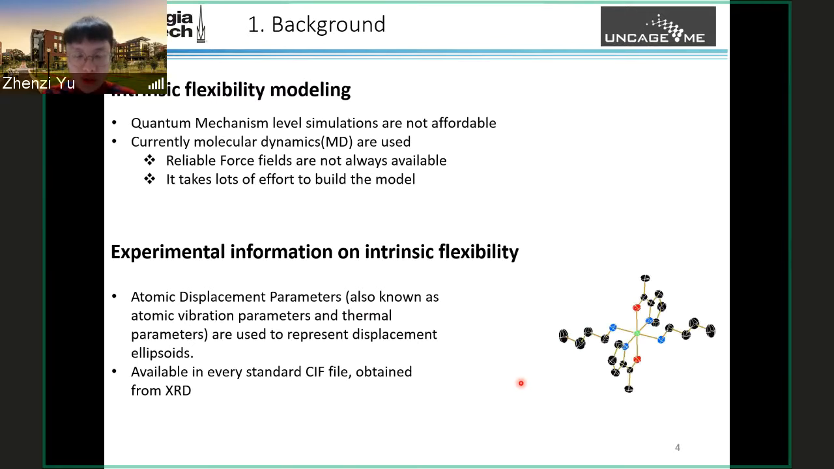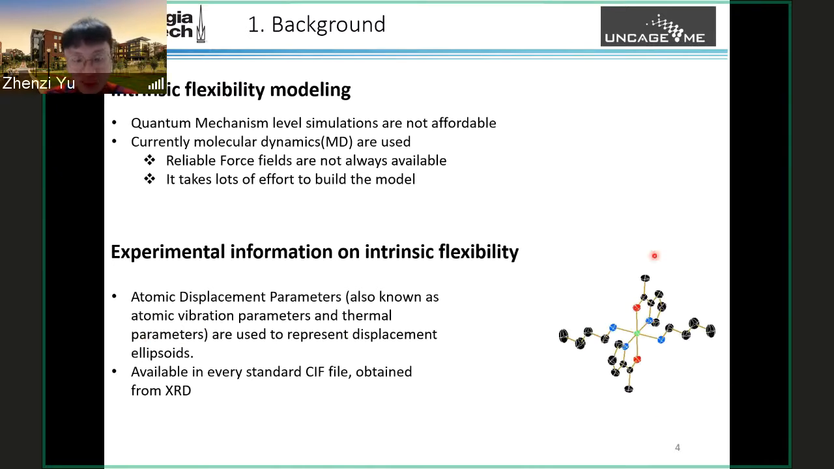So we are trying to think of a way that does not require a force field and is probably easier to implement as well. We are trying to come up with a solution by using experimental information. So what is available in experiments in terms of intrinsic flexibility? There is a parameter named atomic displacement parameters, also known as atomic vibration parameters or thermal parameters, which is used to represent the displacement ellipsoids.